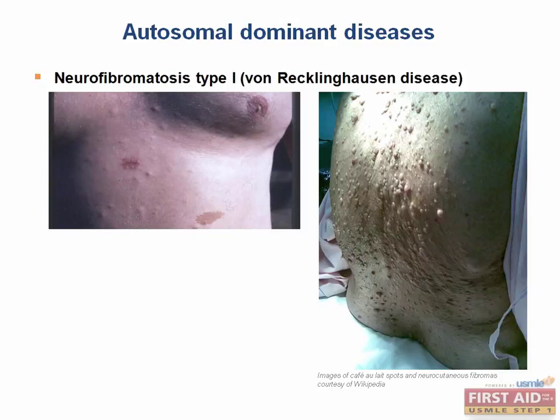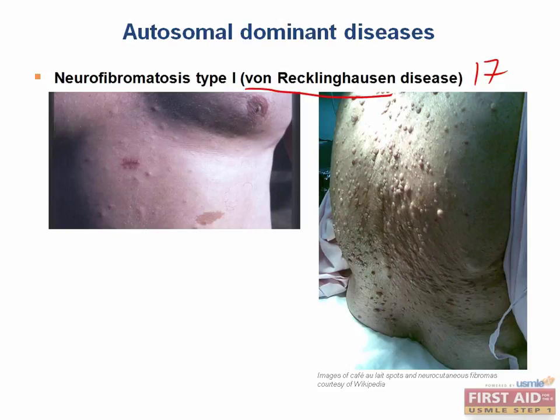Neurofibromatosis type 1, which is also called von Recklinghausen's disease, is a neurocutaneous disorder caused by a defect in the long arm of chromosome 17. Conveniently, there are 17 letters in the words von Recklinghausen, which you can use to remember this.